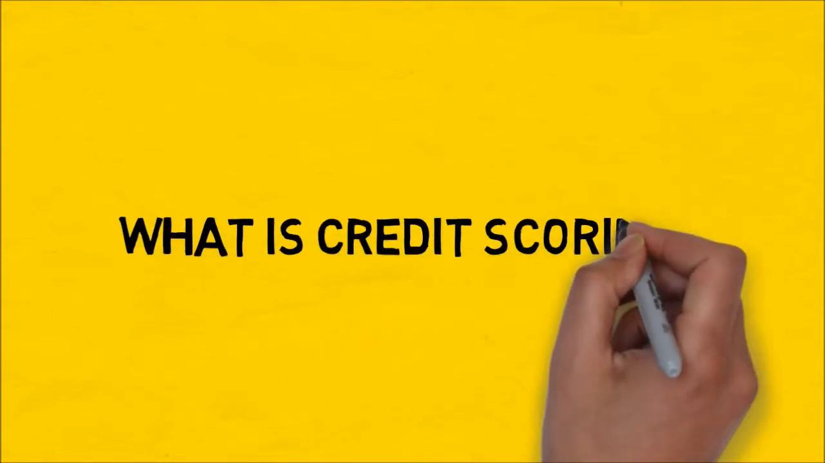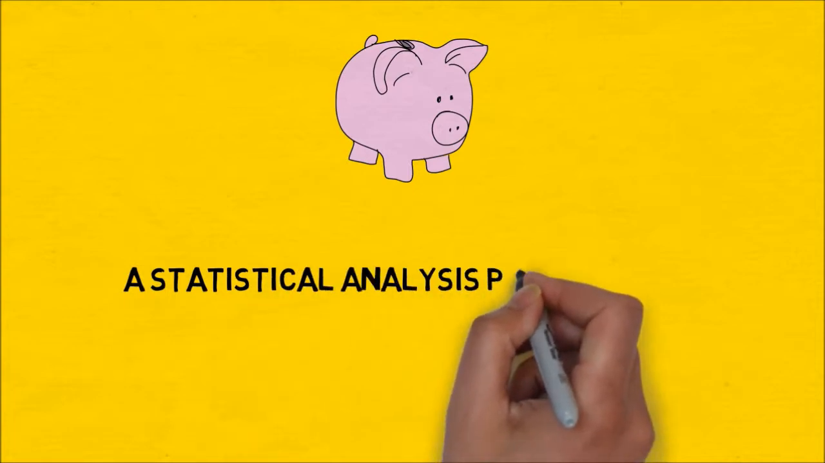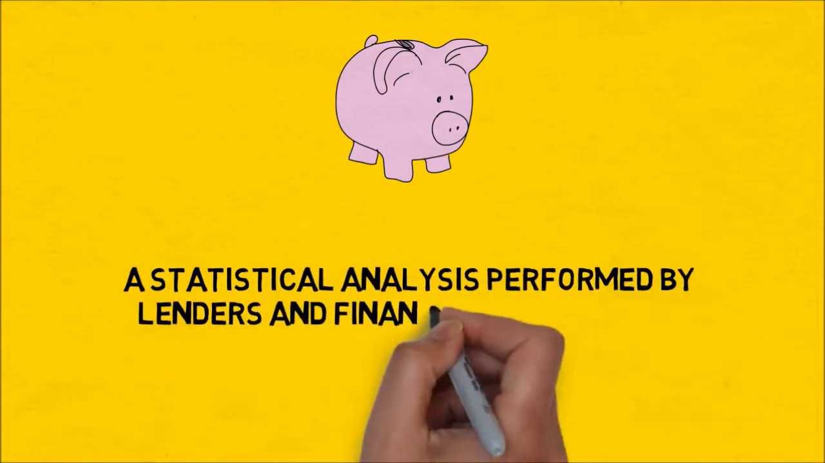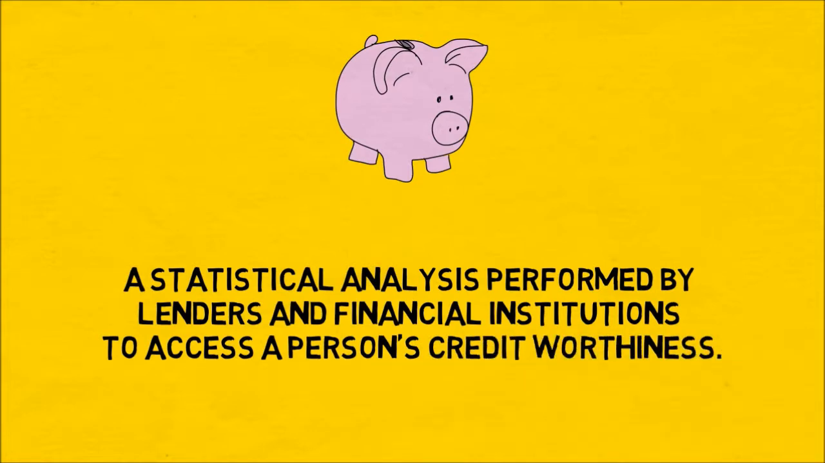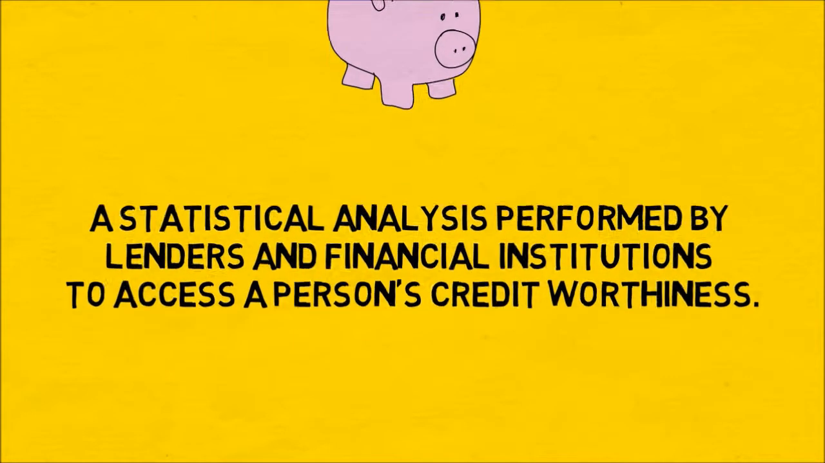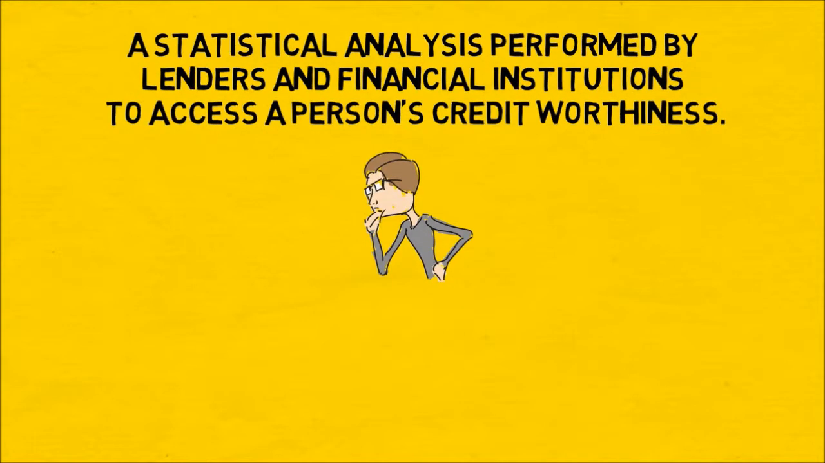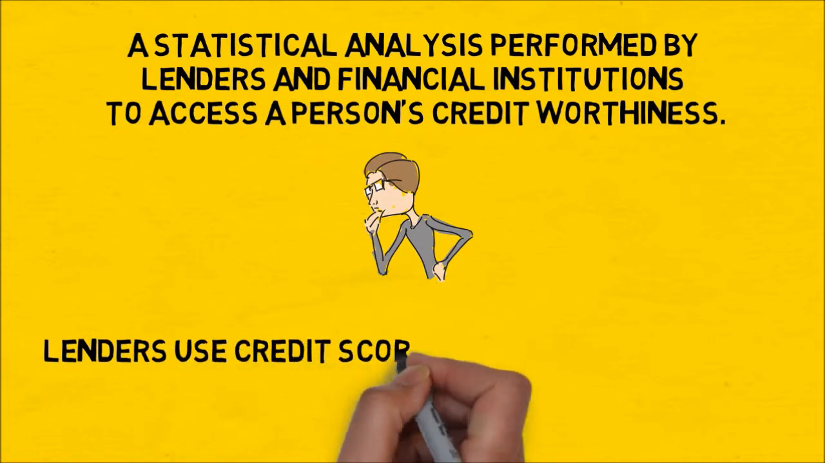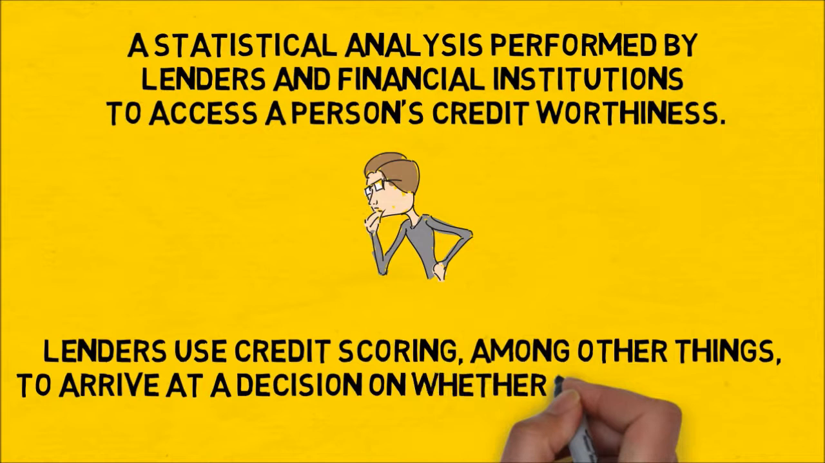So, let's begin by asking, what is credit scoring? Credit scoring simply is a statistical analysis performed by lenders and financial institutions to assess a person's creditworthiness. Now, you may ask, why do financial institutions do this? Lenders use credit scoring, among other things, to arrive at a decision on whether to extend credit or not.